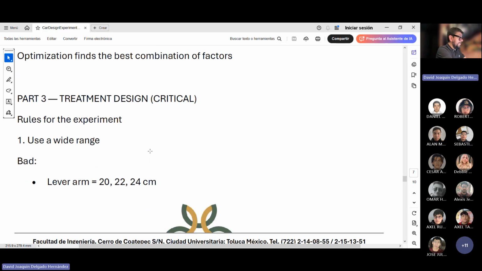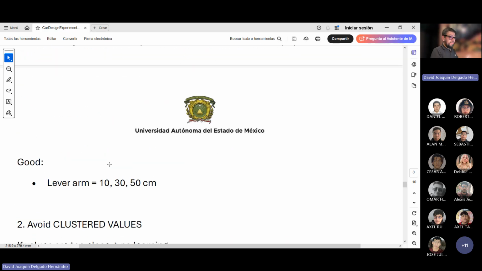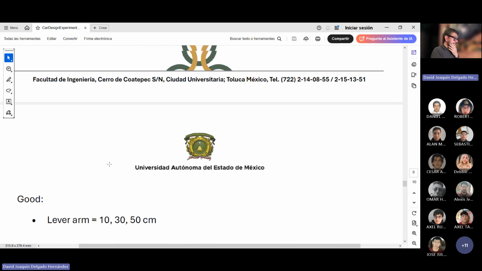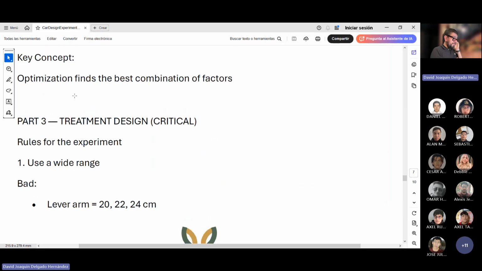Then in the treatment design, this is a critical part. You have to use a wide range of values, okay? So a bad design, as I said, will be to use 20, 22, 24 centimeters. But a good design will be to have separate values, 10, 30, 50 centimeters, okay? That is the point of the treatment design, okay?